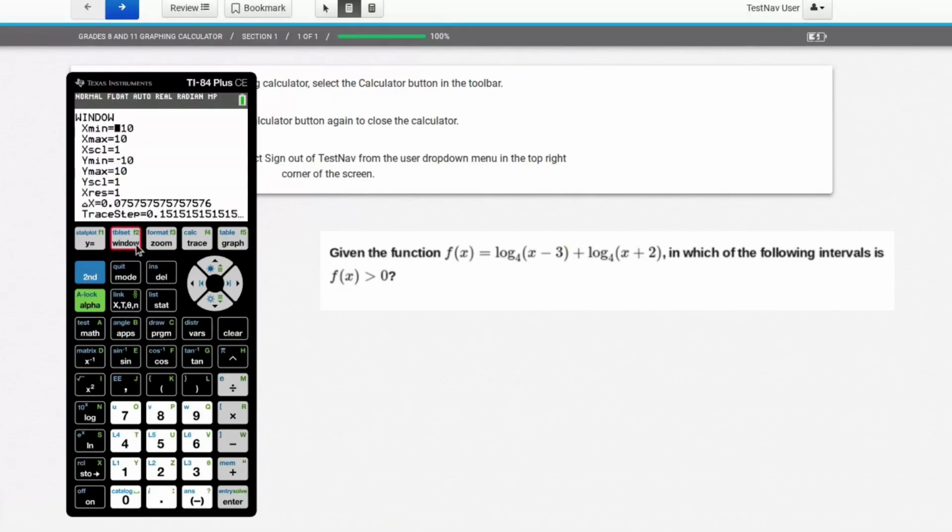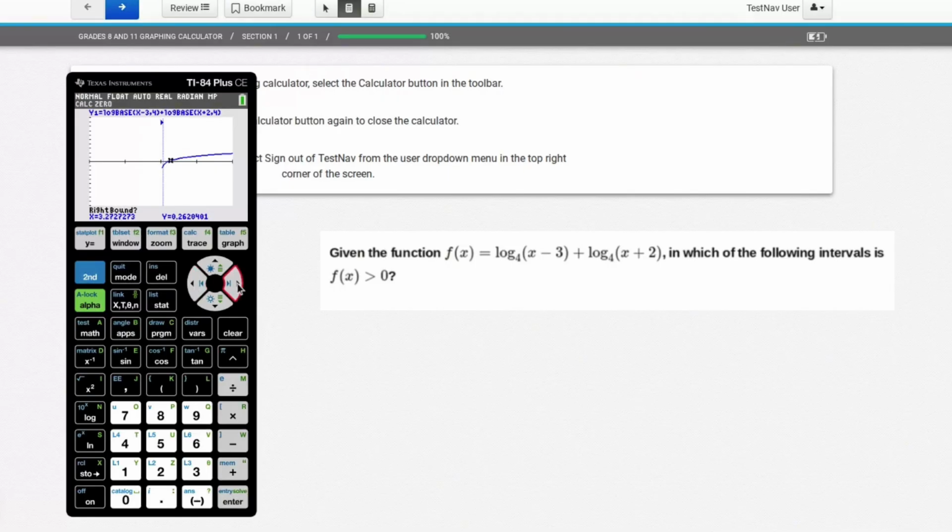So actually, let's go to window. And let's change this from 3 to 5. I shouldn't have done 3 to 5. I should have done 1 to 5. There we are. So let's find the 0. So second calc, 0. There we are. We're barely below the x-axis. So let's hit enter while we're there.